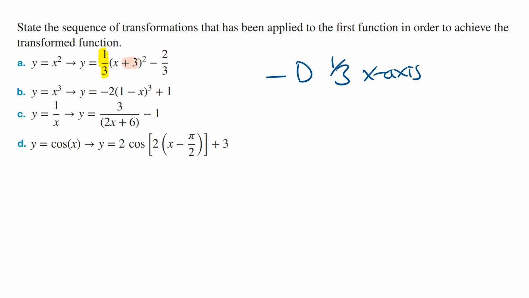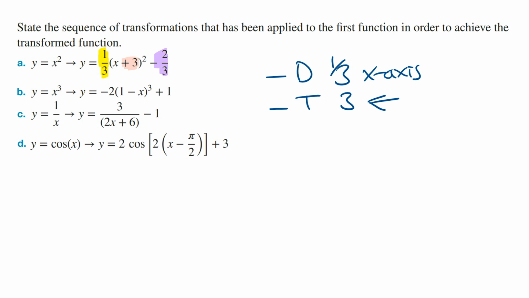Then we've got the plus 3. This is inside with the x. And so, this is going to be the value of h. And so, we're going to have to translate the original function 3 units to the left. And then we've got minus 2 on 3, which is outside the brackets, which is not with the x.